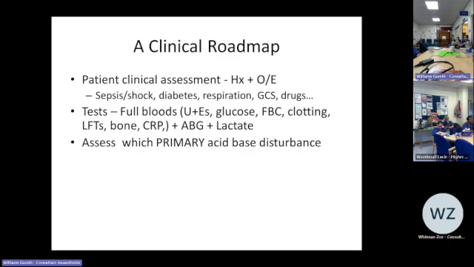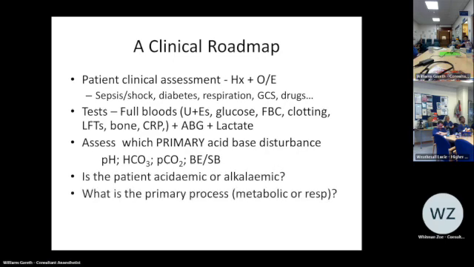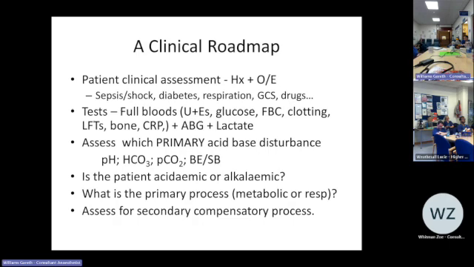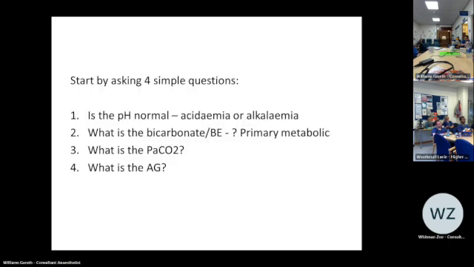Start by just deciding what the primary process is. Is it an acidemia? Is it an alkalemia? By looking at those parameters. Base excess gives you the metabolic component. And then have a think about, is there likely to be any secondary compensatory processes going on? And again, think about the Davenport diagram and think about those secondary compensatory rules, if it isn't bold or obvious what's happening.